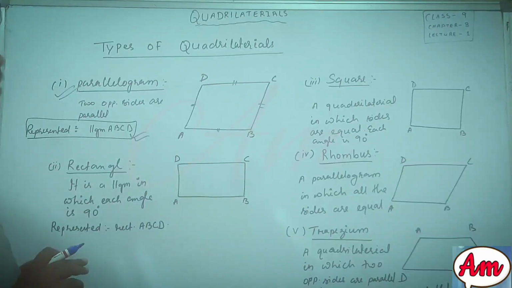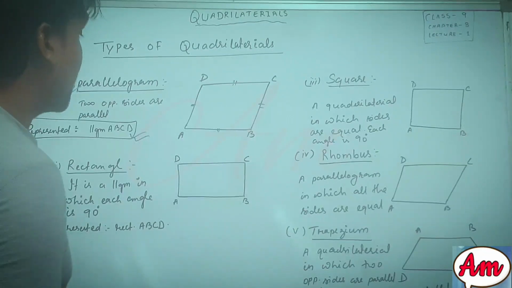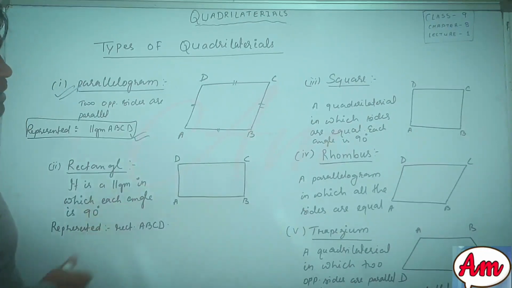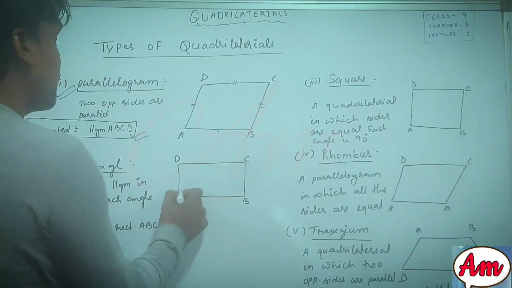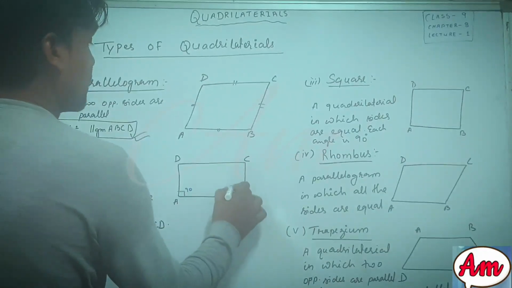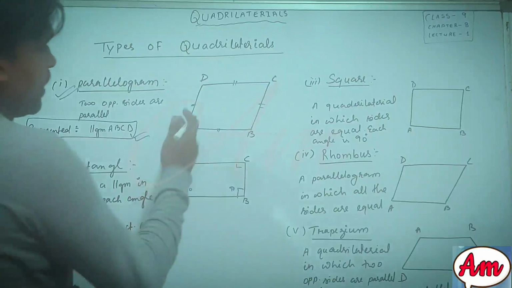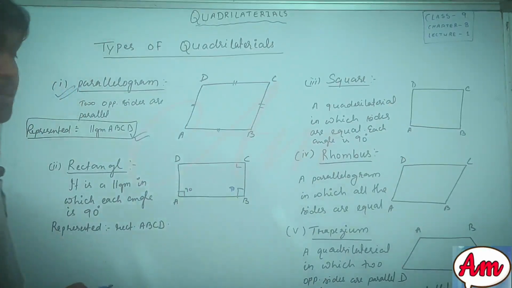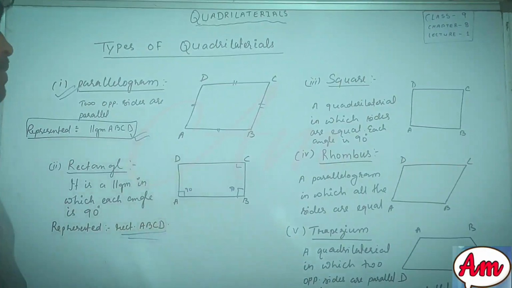Next type of quadrilateral we have is rectangle. So rectangle is also a kind of parallelogram, but the only difference between rectangle and parallelogram is what? In rectangles all the angles are how much? 90 degree. All the angles in a rectangle are 90 degree, whereas in a parallelogram this is not the case. And we write rectangle like this, rectangle ABCD.